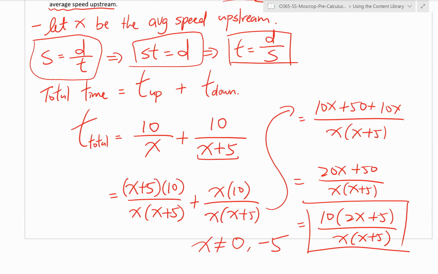Okay, so that's it for 6.4. Next lesson, we're actually going to start solving equations. Do some practice, and then let me know if you need help.